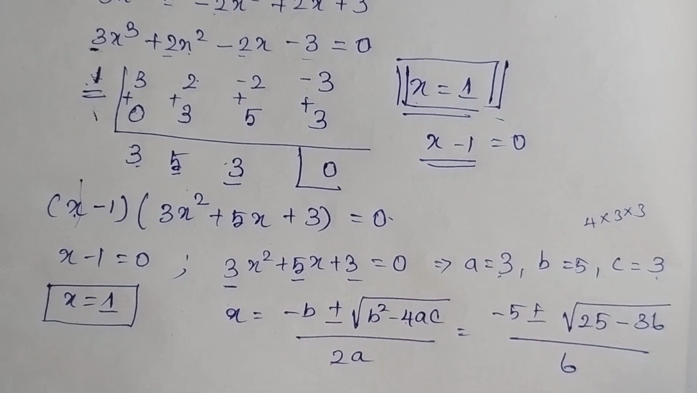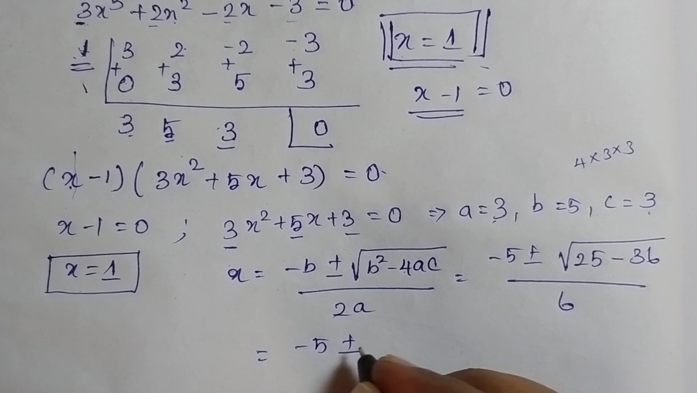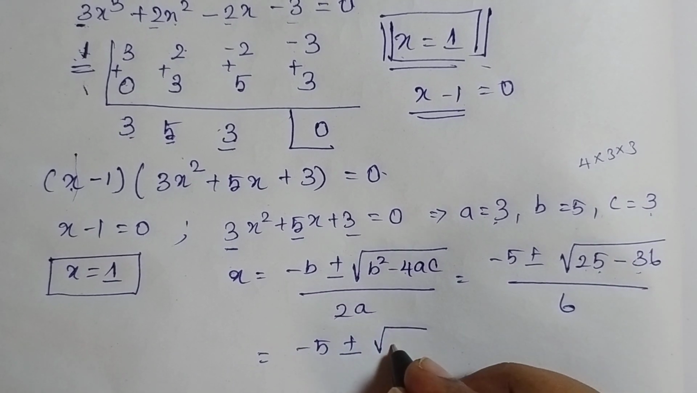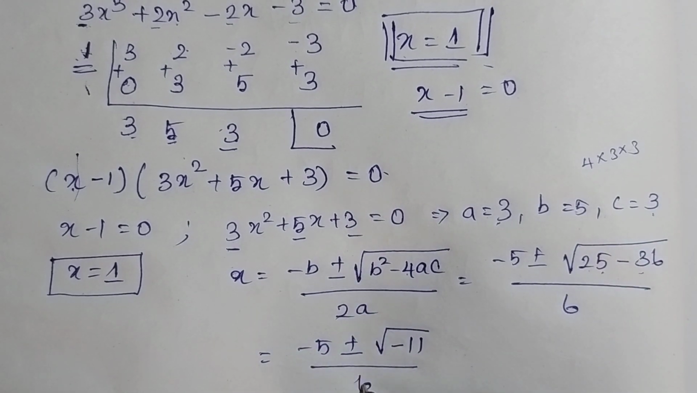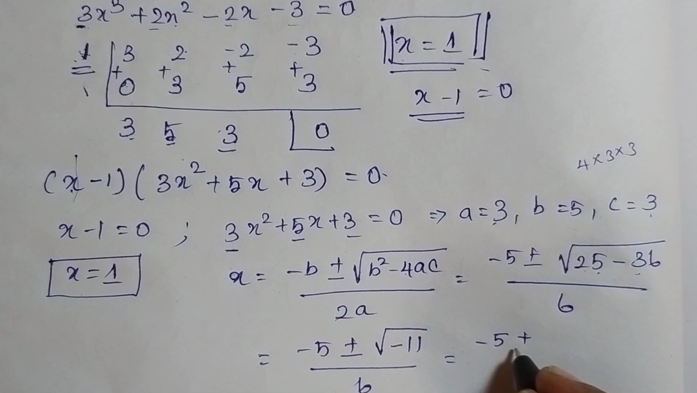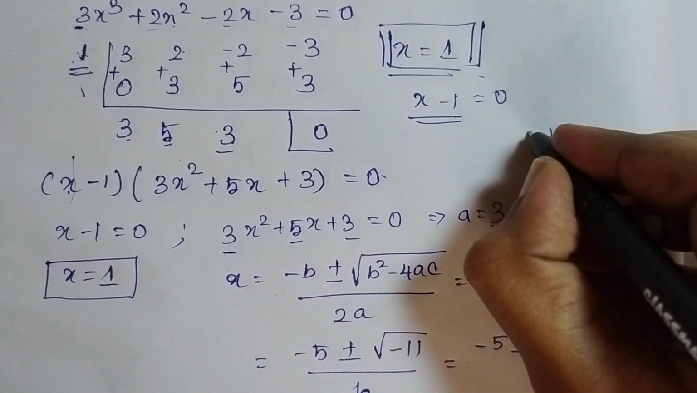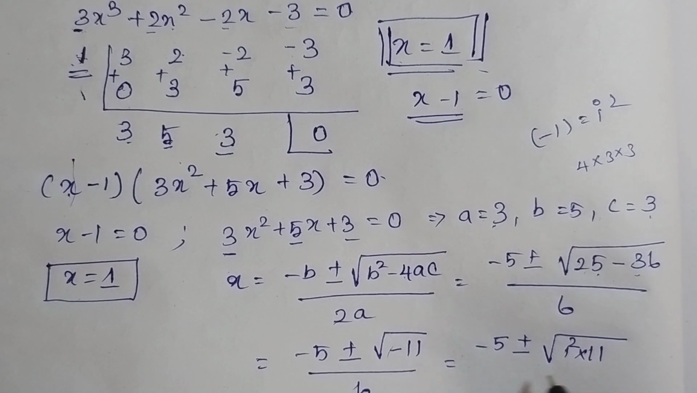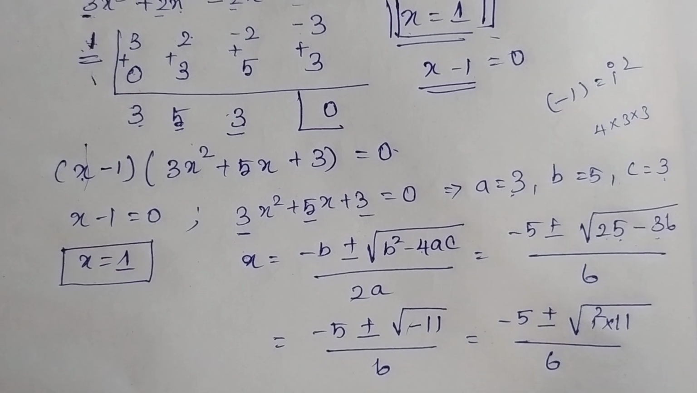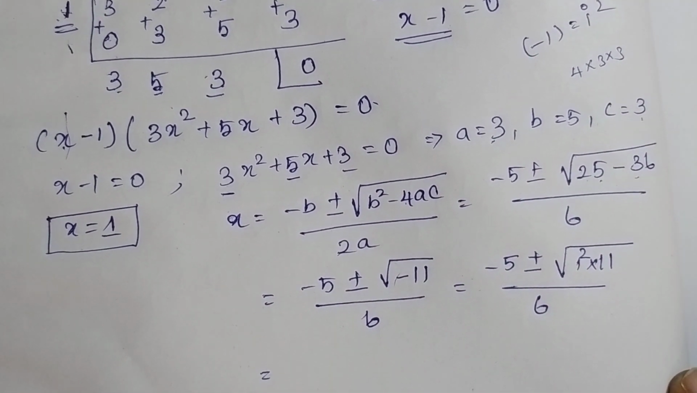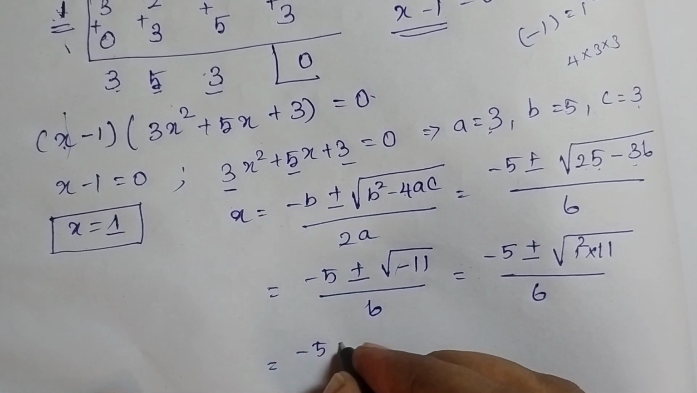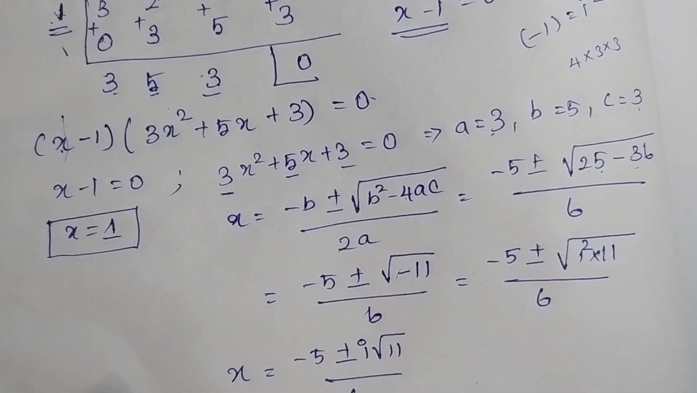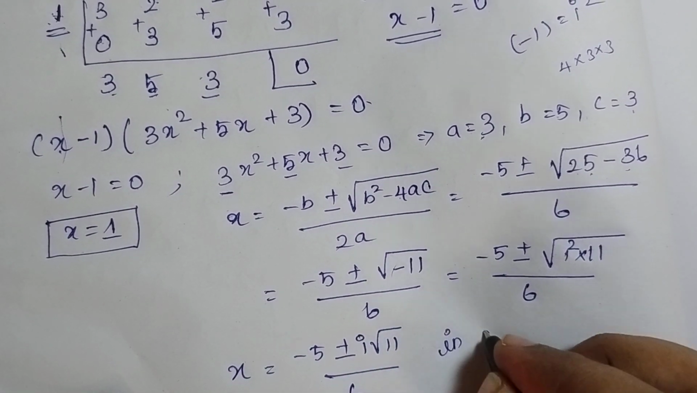So this is equal to minus 5 plus or minus the root of 25 minus 36, which is minus 11, divided by 6. We know that minus 1 can be written as i square. So instead of minus 1 I am going to write i square into 11, divided by 6, and this will be equal to minus 5 plus or minus i root 11 divided by 6, which is another x value. It's completely in complex form.